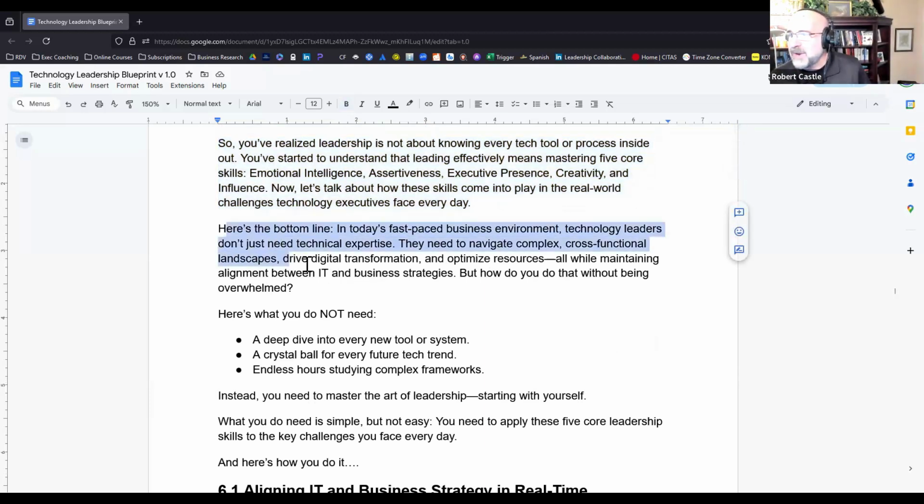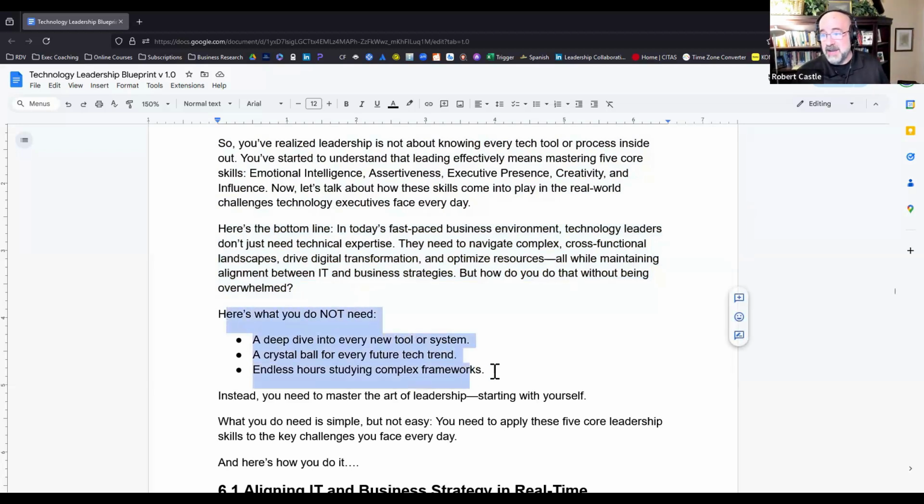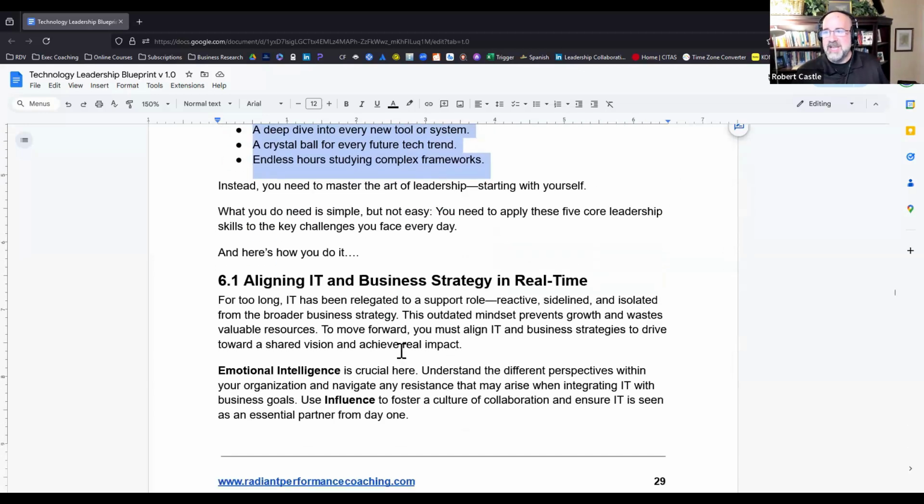In today's fast-paced environment, tech leaders don't just need technical expertise, they need to navigate complex cross-functional landscapes, drive digital transformation, and optimize resources, all while maintaining alignment between IT and business strategies. But how do you do that without being overwhelmed? Well, here's what you do not need: a deep dive into every new tool or system, a crystal ball for every future technology trend, or endless hours studying complex frameworks. Instead, you need to master the art of leadership, starting with yourself.